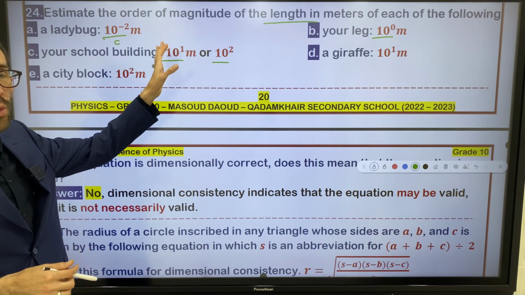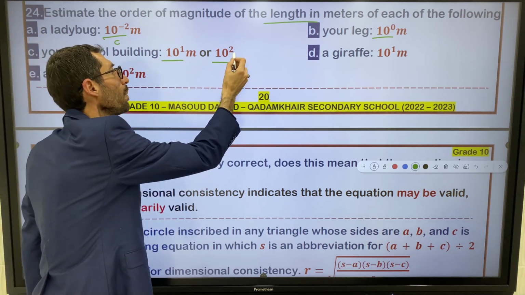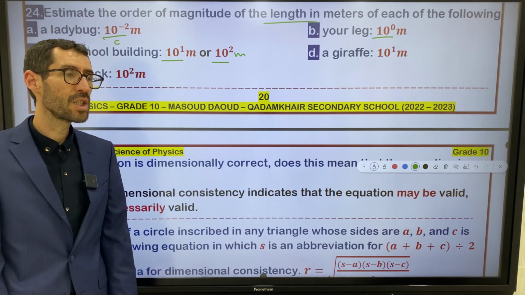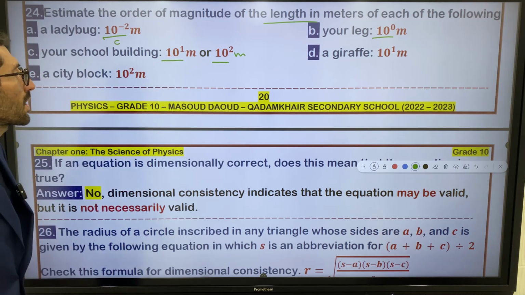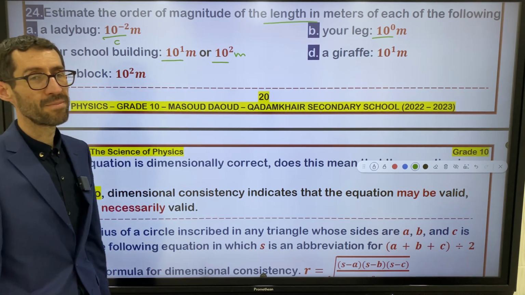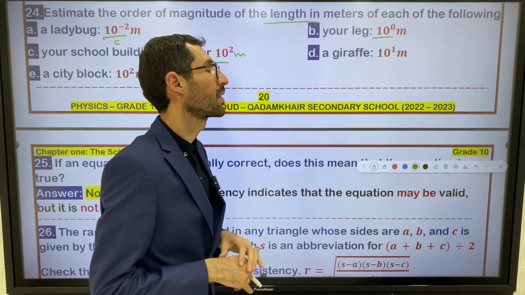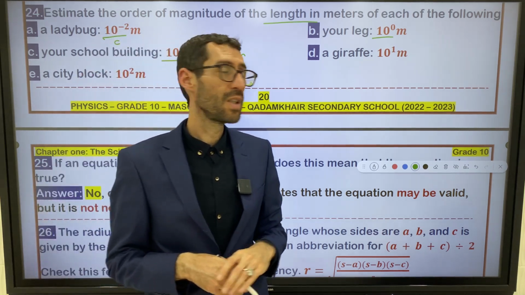Either you say 10 to the power 1 meters or 10 to the power 2 meters. If the school is very large, you can write 10 to the power 2 meters. Both options are right. D, a giraffe. Why do we use 10 to the power 1 meters?